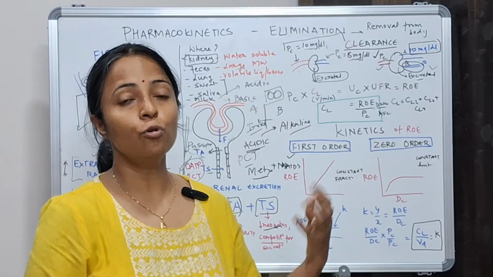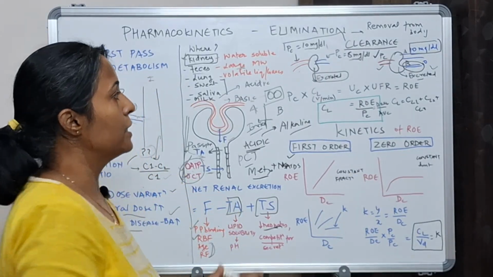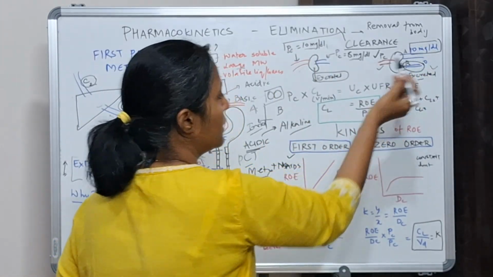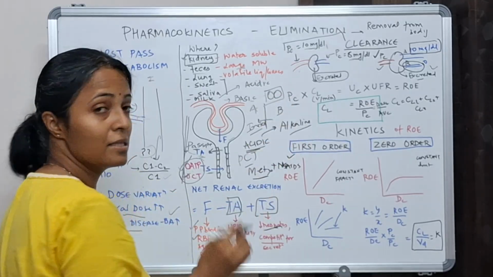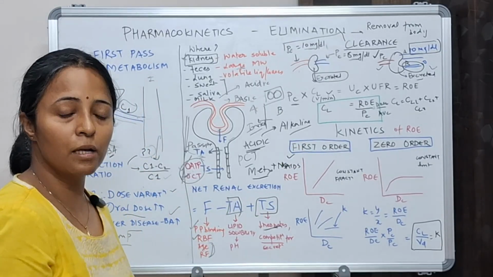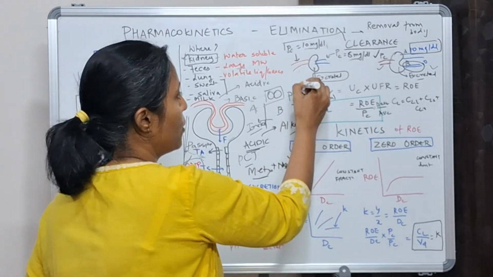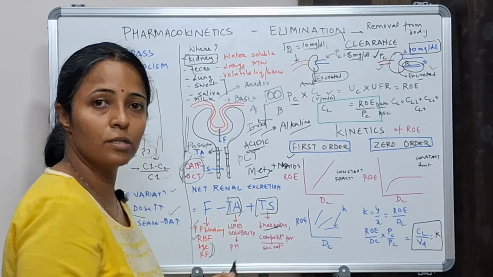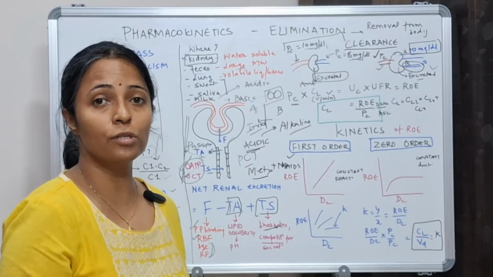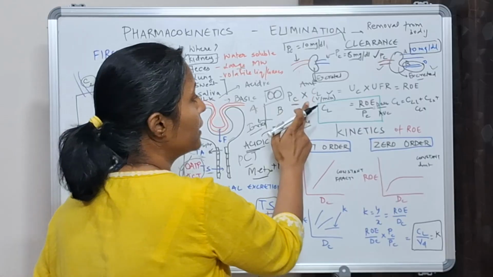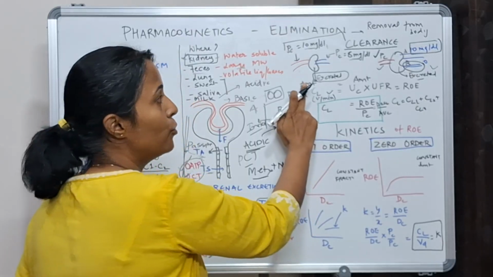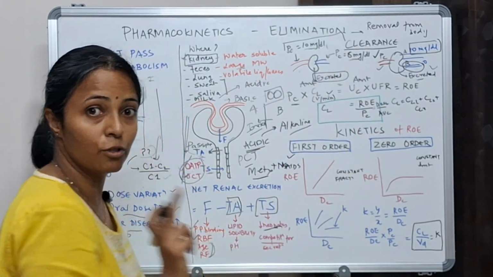And how do we find out how much plasma has been cleared? The original plasma concentration was this only. Here also it will be 10, here 10. So the original plasma concentration is there. You multiply it with the volume, that is the plasma which has been cleared per unit time. Volume into concentration gives you the amount, that is the normal formula. So the amount which has been removed is the amount which has entered into the urine.